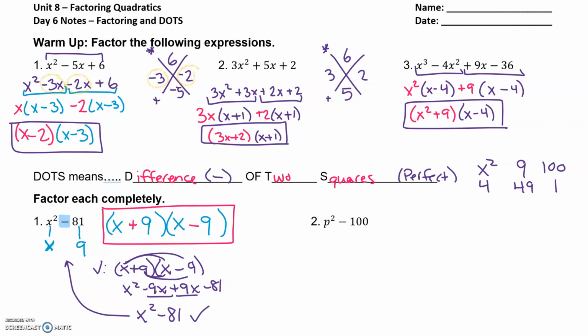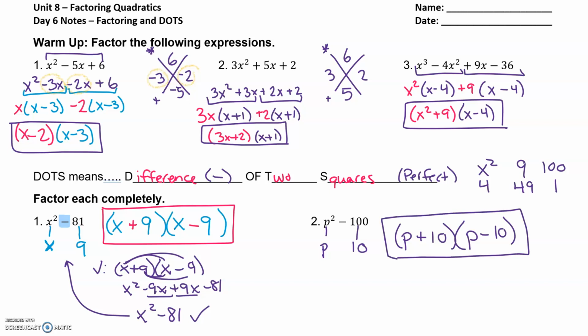All right, let's do the same thing for number 2. So yes, it's subtraction, so that's good. P squared is the perfect square of p, and 100 is the perfect square of 10. So when I write my factors, we write two sets of parentheses. The perfect square of p squared goes in the first spot, and the perfect square of 100 goes in the second spot. One gets a plus and one gets a minus. It does not matter if I put the plus first or the minus first. It all works out the same.